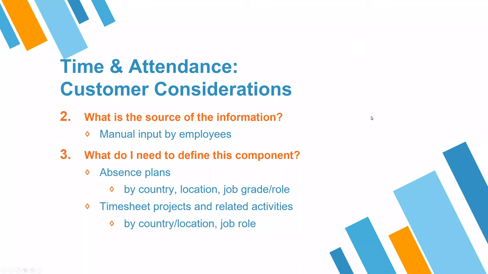So, considerations: what's the source of the information? Typically, it's the employee manually putting in a request. If they're not capable of doing it, their manager can do it for them, and even HR can do it for them. Everybody has access to see that information, but ultimately it's them registering the type of absence request that they need. For defining this component, that also can be the timesheet. That's manual input by the employee for the time they spend. You'll define some parameters around how they enter the time, and then typically they're just going in every day and putting in the equivalent of the time that they're working, 7 hours, 8 hours, whatever the total amount would be.